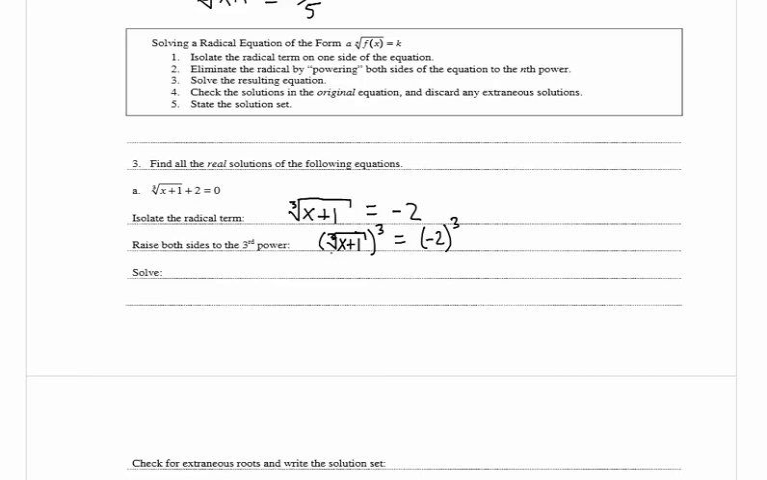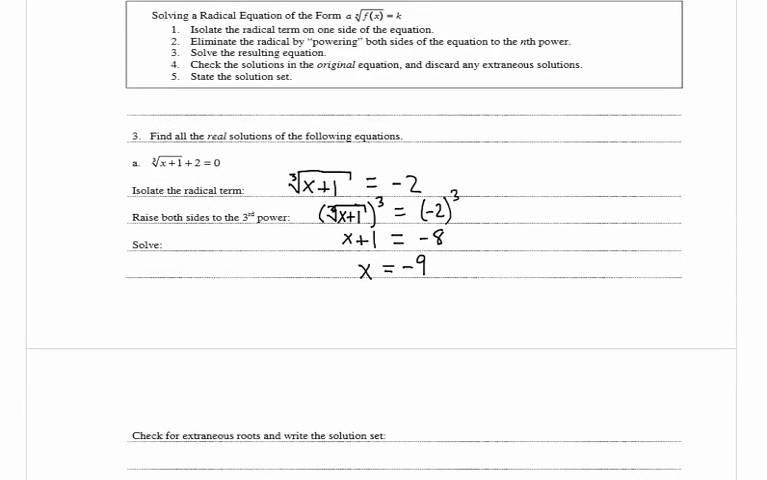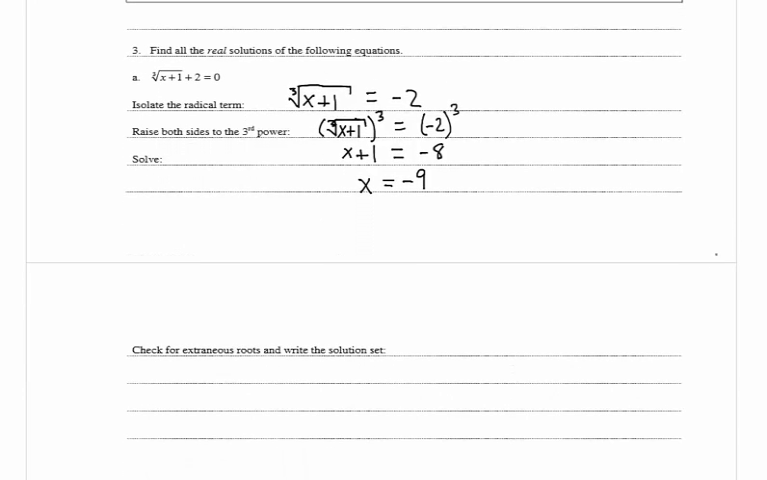And the cube root of x plus 1 cubed is equal to x plus 1. And negative 2 cubed is equal to negative 8. And then we're going to subtract 1 from both sides, and we get x is equal to negative 9. And then it wants us to check for extraneous roots and write the solution set.